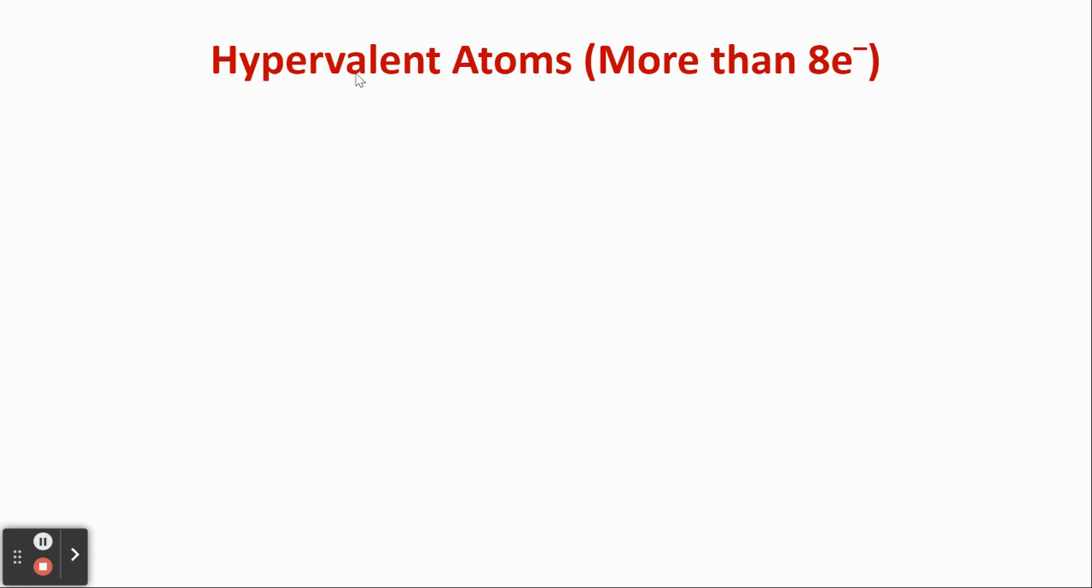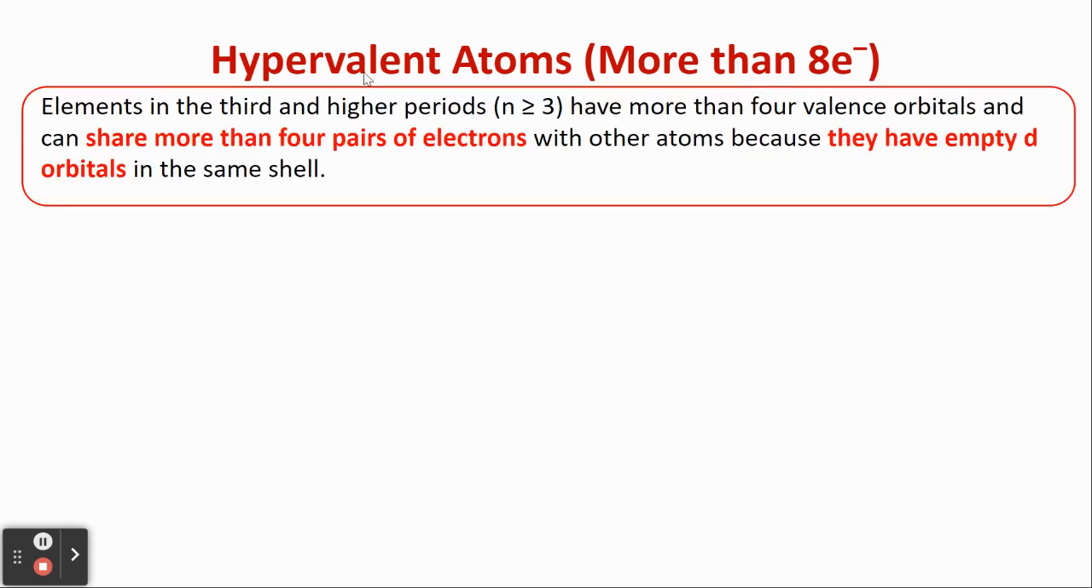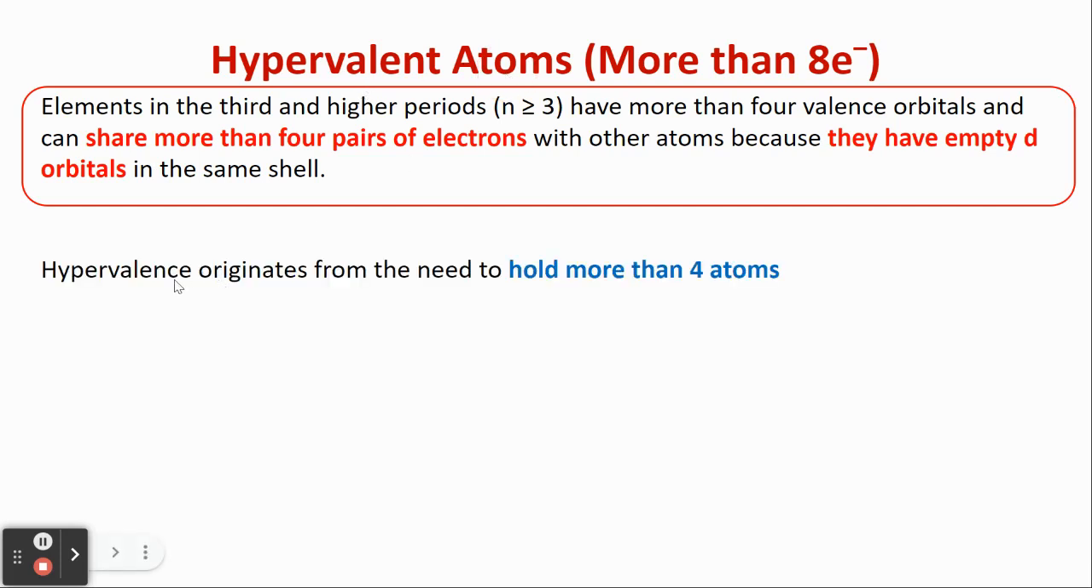Now let's look at hypervalent atoms. These are ones that can have more than 8 valence electrons. They're going to be in the 3rd row or lower. And the reason for that is once we get into the 3rd row, we're going to start to see d orbitals becoming available. And when those orbitals are available, there's more room to expand our octet and form what are called hypervalent atoms.